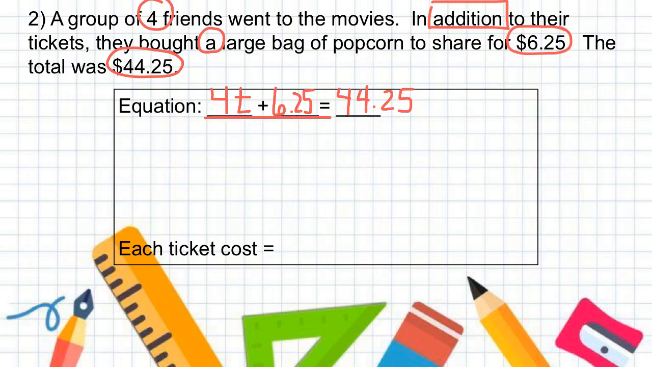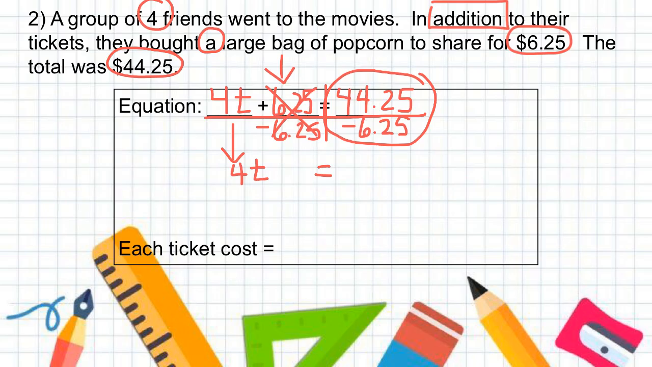All right, it looks like my variable is on the left-hand side, which means that I have to get rid of this constant. I need to zero that out. So the opposite of adding 6.25 is subtracting. And a legal move says I also subtract $6.25 from the other side. This creates 0, so that disappears. I'm going to bring down 4 tickets on one side. And when I take $44.25 minus $6.25, I get $38.